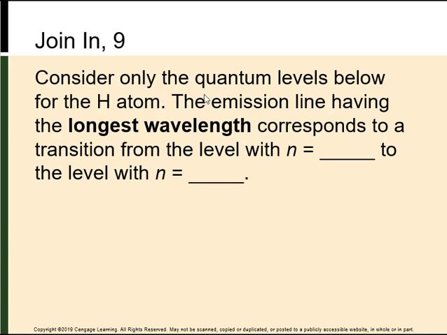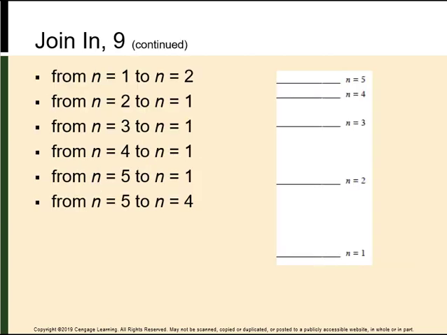What about this one? Which emission line would have the longest wavelength, transitioning from where to where, looking at this problem? The longest wavelength: 1 to 2, 2 to 1, 3 to 1, 4 to 1, 5 to 1, or 5 to 4? The longest wavelength? What do you think?